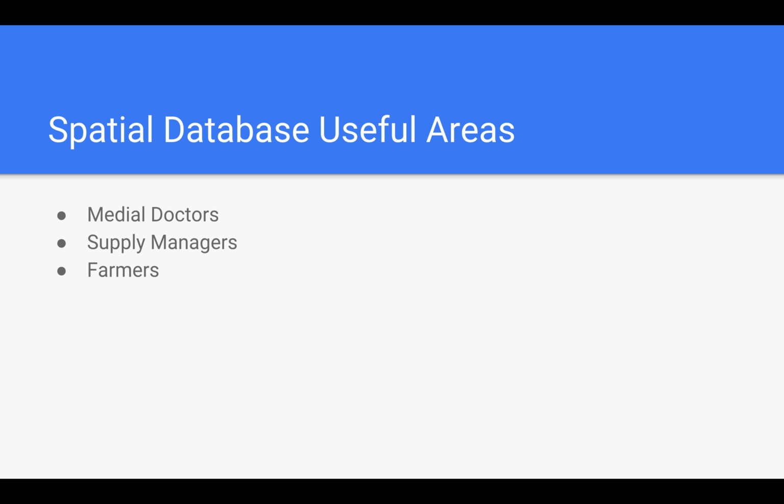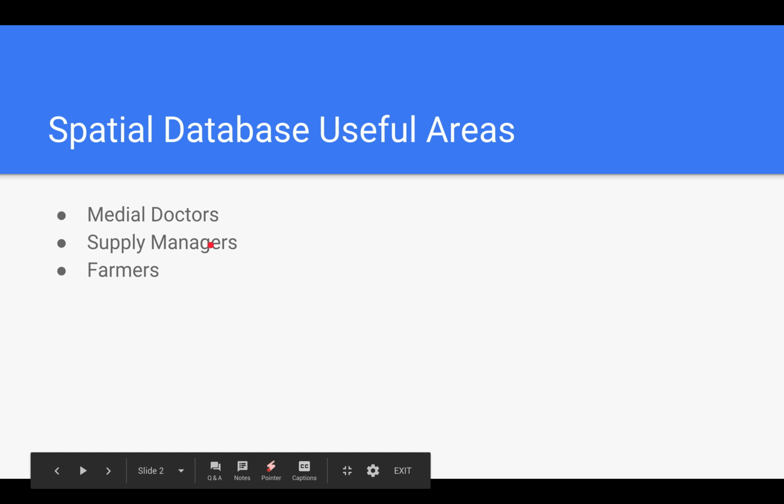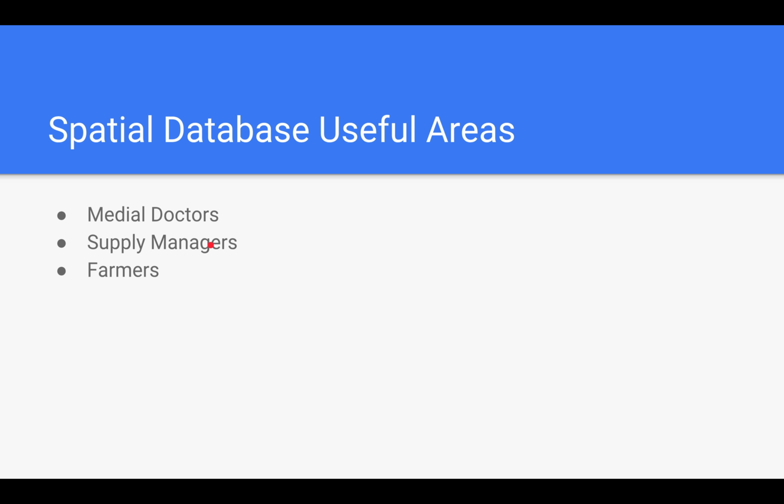What are the useful areas of the Spatial Database? The doctor can use MRI to find a similar pattern between patients, the supply manager can determine the best place to build a distribution warehouse and retail store, and the farmer can estimate the minimum amount of pesticide on their farm.